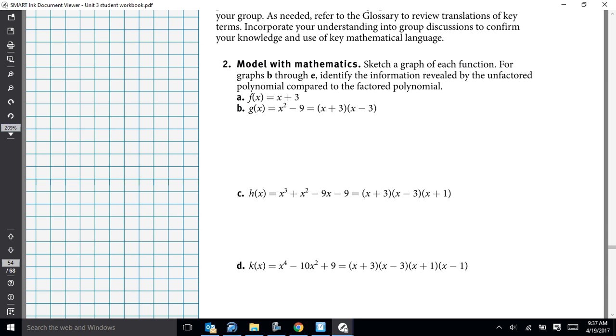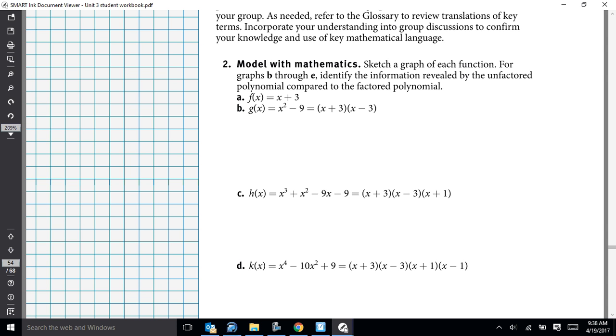And then what does the factored form, x plus 3, x minus 3, tell us? There's one positive, one negative. And what are these called? Those are our zeros, right? So this tells us where we're crossing the y-axis and where our ends are going. And this is telling us where we're crossing the x-axis.